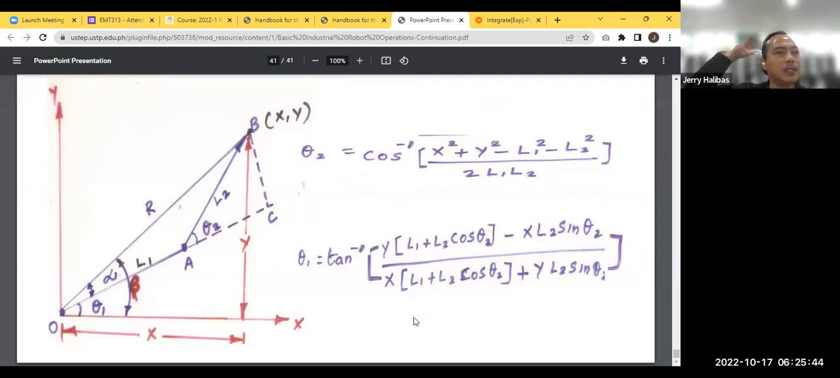Your assignment should have the same derivation of the answer, except you are using the cosine law. The output should be theta, which are the joint angles with respect to every joint, the origin joint and the A joint.